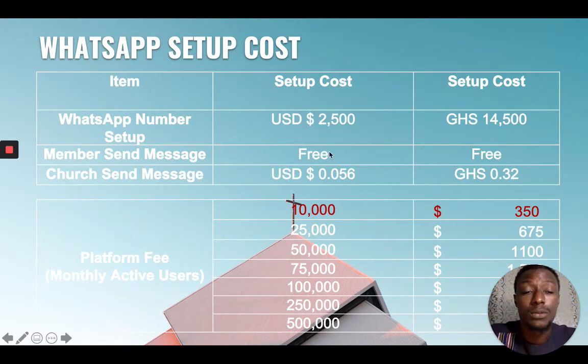The setup cost for the WhatsApp is a one-time $2,500. That is to set up one time if you want your own dedicated WhatsApp number. And then you have a monthly cost of $350 to keep it running. If you want a shared number where you can just enter an ID and then use it, we have the option also there for that.